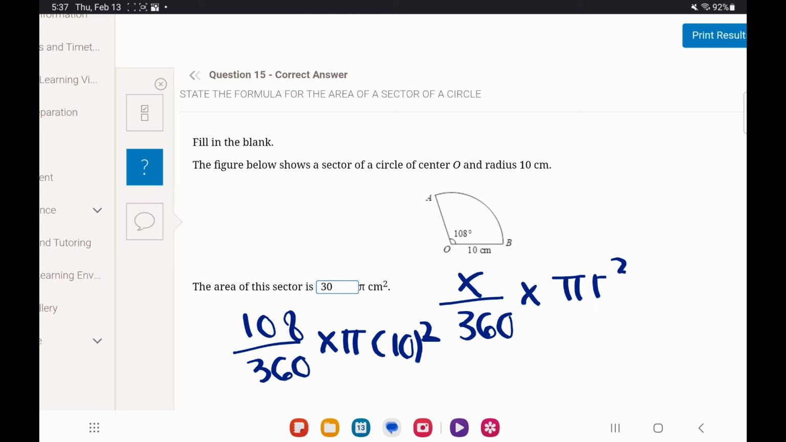I'm not even going to cancel anything anymore, because our calculator can do that for us. Why would I do all of that? Your answer is 30 pi, and they're only asking for the number beside pi, so it's 30.